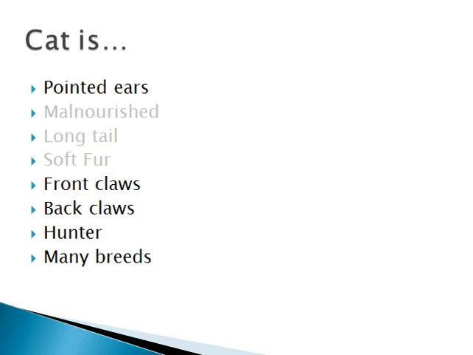Long tail, well, we found out from the participants that not all of them have long tails. So say we might have been looking at the essence of cat and had 6 Manxes within our participant pool to reach saturation. Soft fur, well, that's not true either because we met this hairless cat, and so that's out. Maybe we met a lot of hairless cats in our quest for saturation. Front claws, back claws, yes, they all had that. They're all hunters, and there were many breeds. And so that's the data we came out with in the hermeneutic phenomenological study.